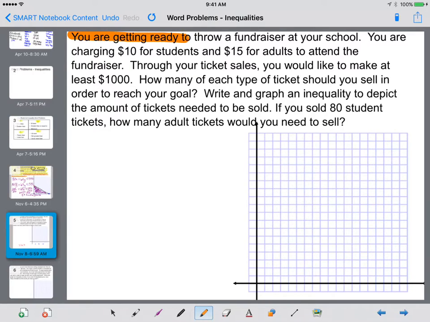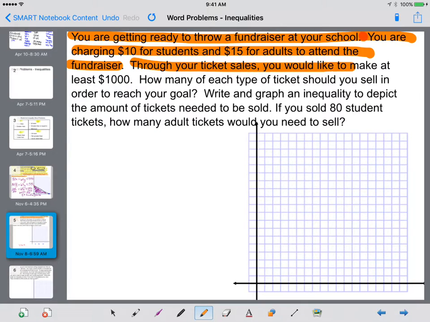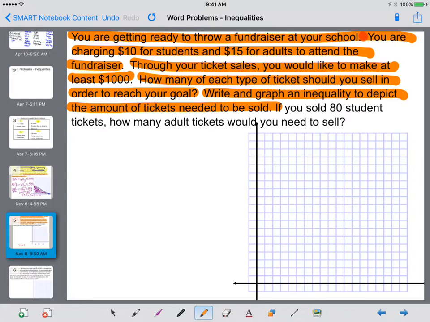You are getting ready to throw a fundraiser at your school. You are charging $10 for students and $15 for adults to attend the fundraiser. Through your ticket sales, you would like to make at least $1,000. How many of each type of ticket should you sell in order to reach your goal? Write and graph an inequality to depict the amount of tickets needed to be sold. I'm going to stop right there.